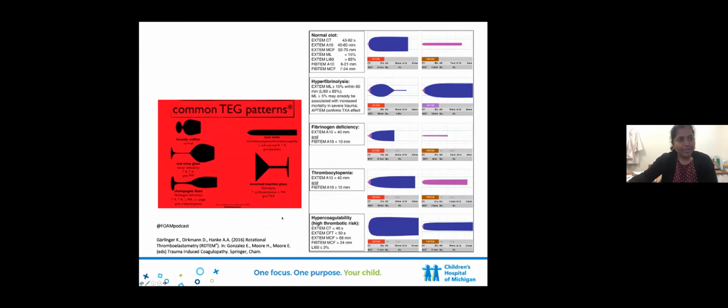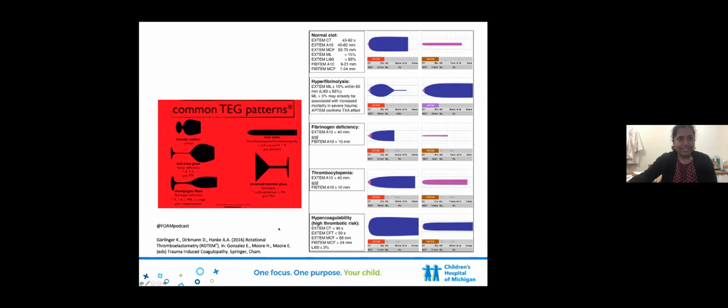So there are some common TEG patterns that have been correlated with wine glass shapes. If it looks like a brandy snifter, it is supposed to be a normal curve. If it looks like a red wine glass, because your R time is long and your K may be prolonged, you have a red wine glass type curve. On the other hand, if it's like a champagne flute, your MA is low, plus you have a long R time and a long K time, so you might require some fibrinogen there.